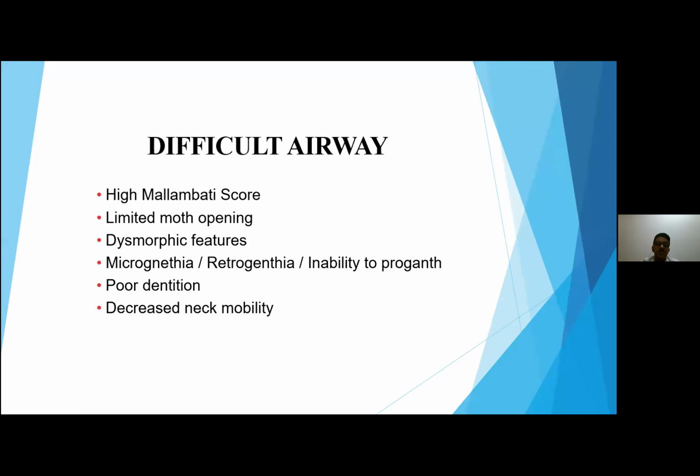And also, if you have a high Mallampati score, limited mouth opening, or dysmorphic features, like I mentioned in some syndromes and pediatric board dentation, or decreased neck mobility, like in other syndromes, this gives you a clue that the intubation will not be easy.